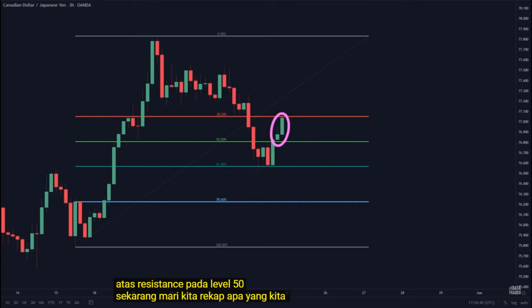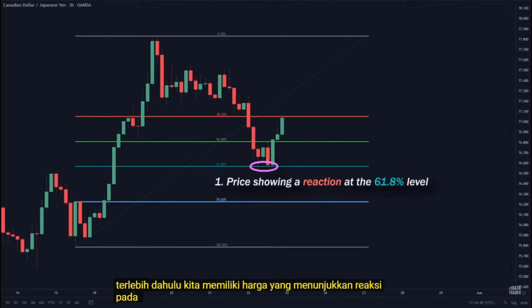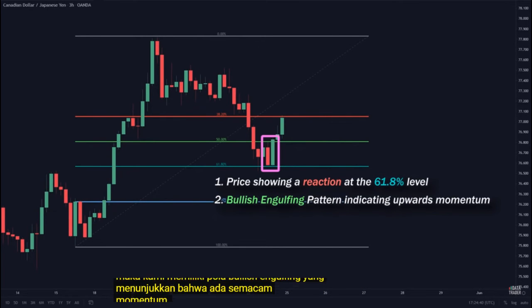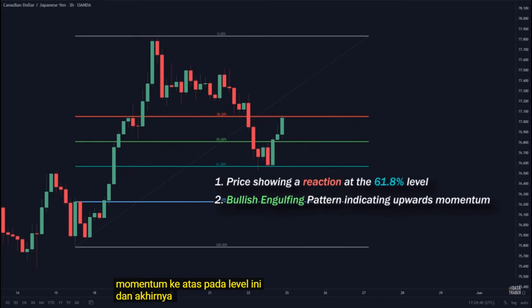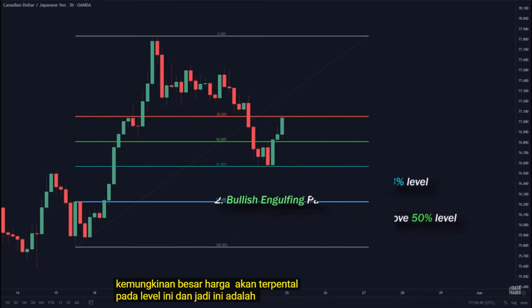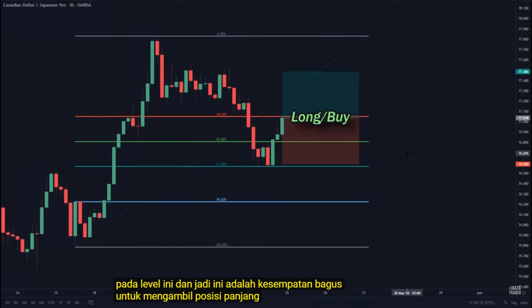Now, let's recap what we have currently. First, we have price showing a reaction at the 61.8% level as shown by multiple candles failing to break below it. Then, we have a bullish engulfing pattern indicating that there is some sort of upwards momentum at this level. And finally, we have multiple green candles breaking above the resistance at the 50% level, which further confirms the upwards momentum that we already have. So based on the price action, it is likely that the price will bounce off at this level. And so this is a good opportunity to take a long position.